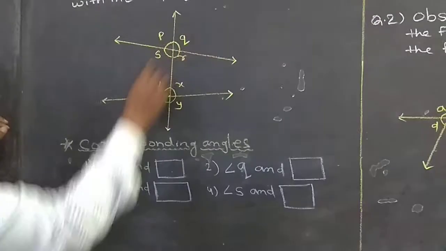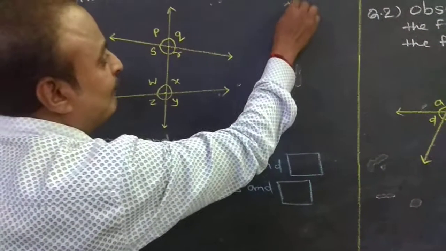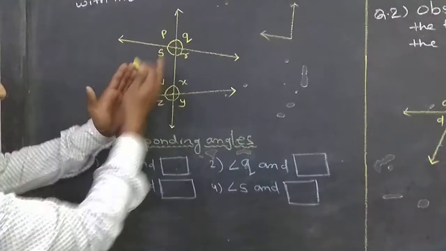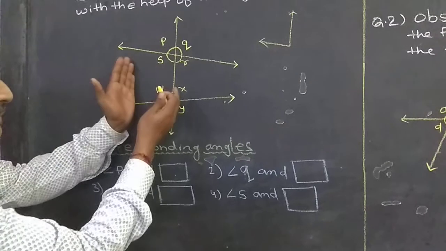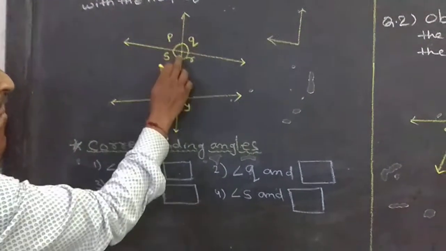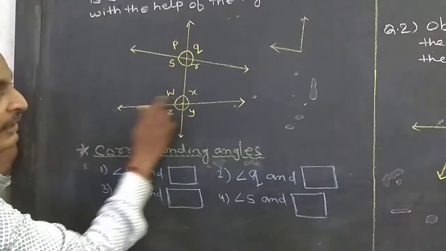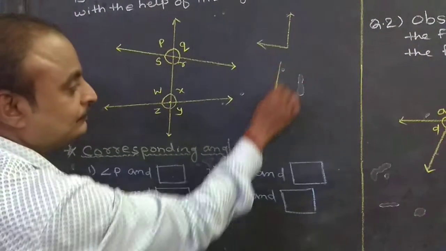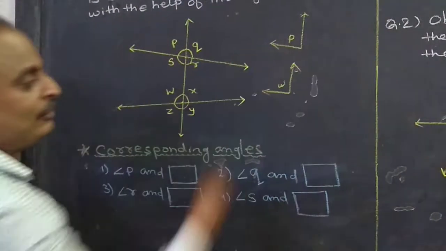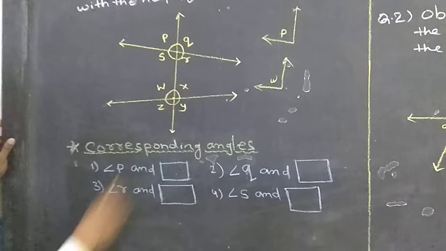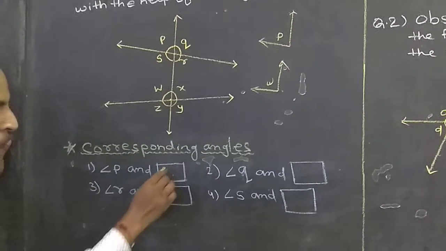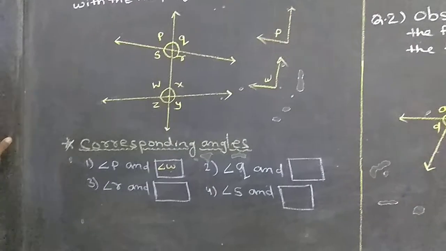Okay, so as you can see here, the shape of this angle is like this. On the same side, see, due to this transversal, there is the formation of left hand side and right hand side. On the left hand side you can see the same angle is looking here, this one. Which angle? W. Okay. So angle P and angle W, these both will be known as a corresponding angles pair.